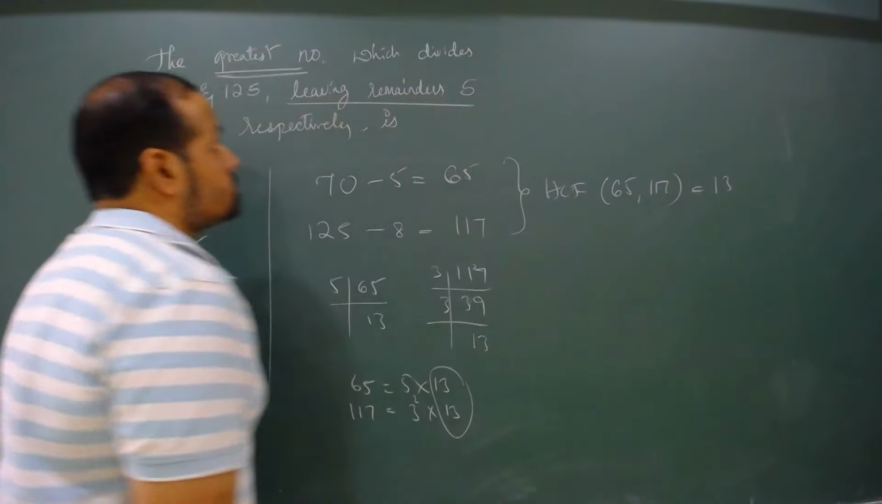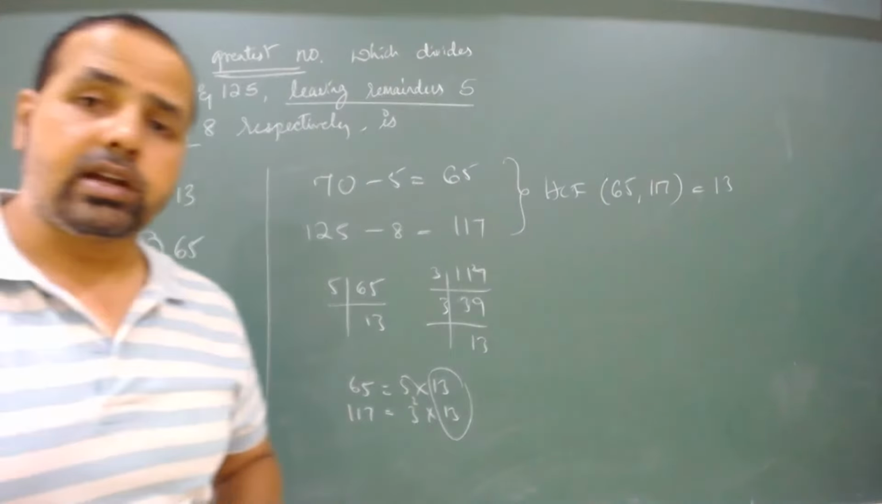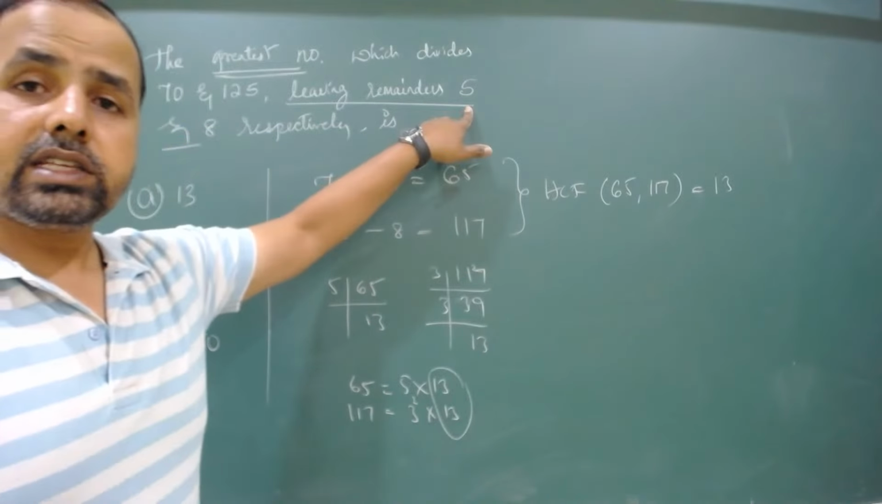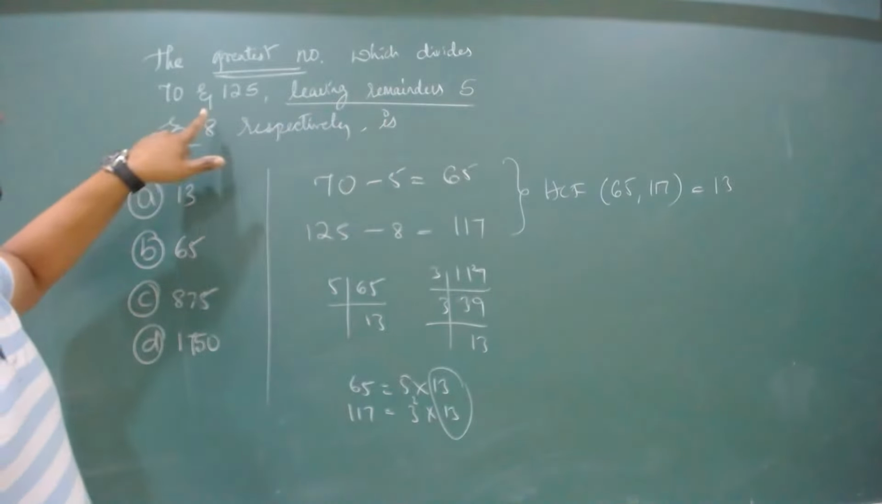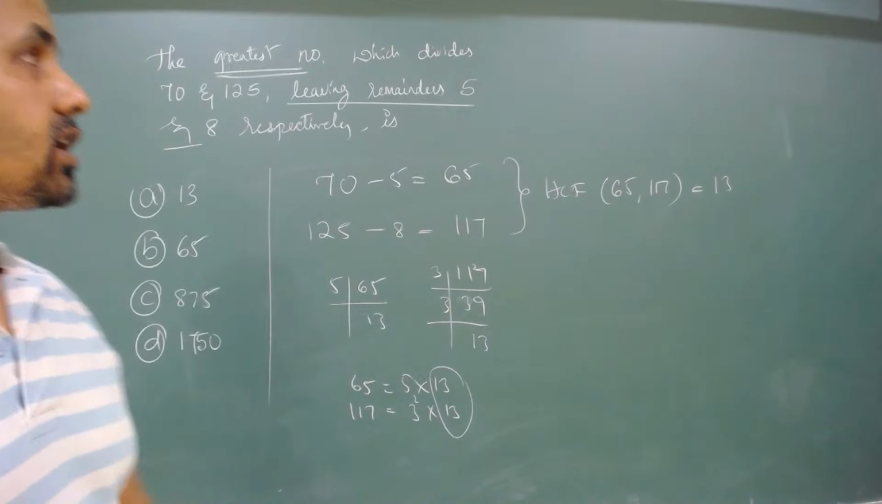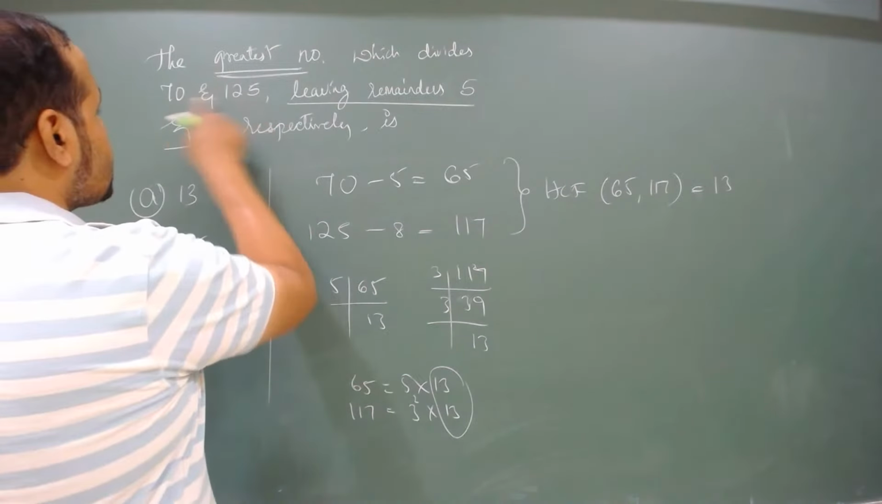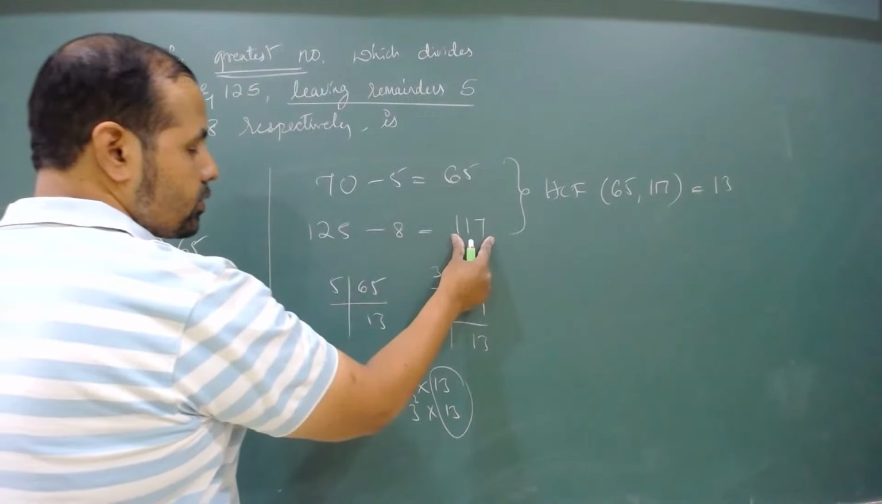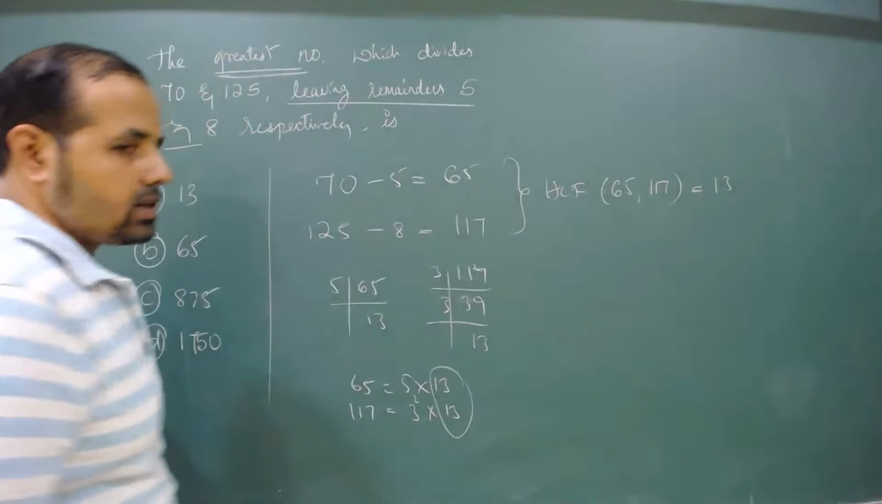So 70 when divided by 13 will leave a remainder of 5. Same, 125 when divided by 13 will leave a remainder of 8. Therefore, the biggest number which can divide both numbers, leaving remainder 5 and 8, is the HCF of 65 and 117, that is 13. Make a note.